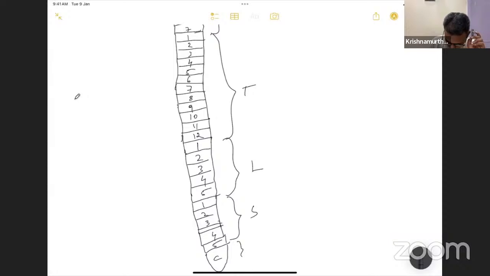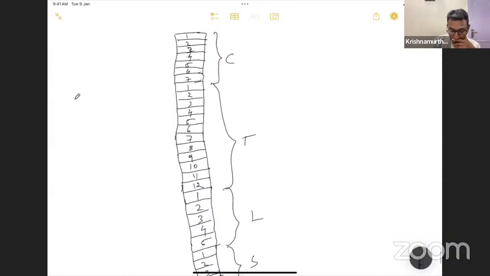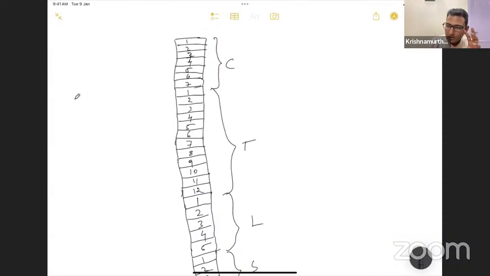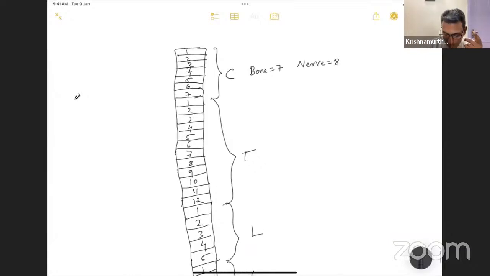Lumbar, sacral, and coccyx. The only main confusion that you will have is in cervical: the bone is 7, nerve is equal to 8. Why? There is one extra which will come on the top. But why is it not coming for thoracic?